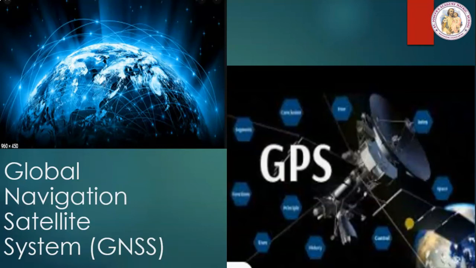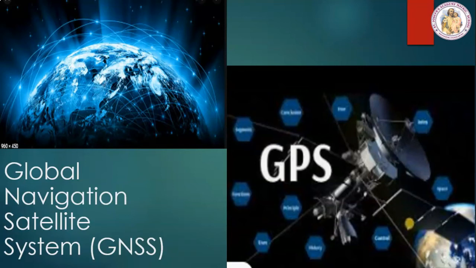Navstar is a network of 24 US satellites in 6 different orbits in space, flying 20,350 km above the surface of the Earth.